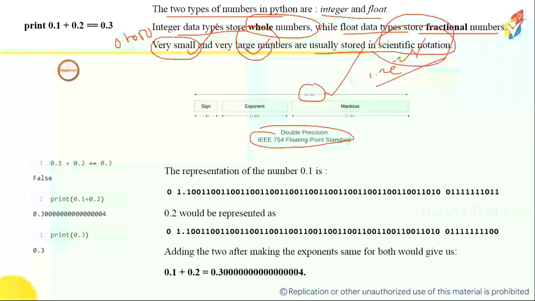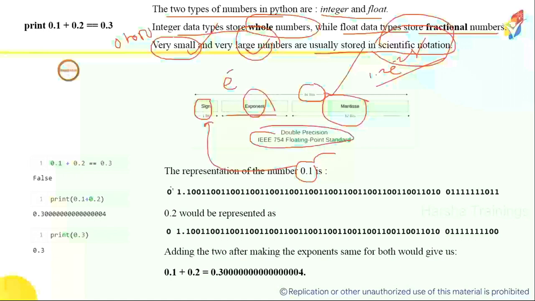Out of 64 bits, the first bit is called the sign bit. It will be a minus or plus number. Then the next 11 bits are called the exponent. That means e to the power. Then finally, the last 52 bits are called the mantissa. For example, if you want to store 0.1 in memory, normally it will not be stored as 0.1.